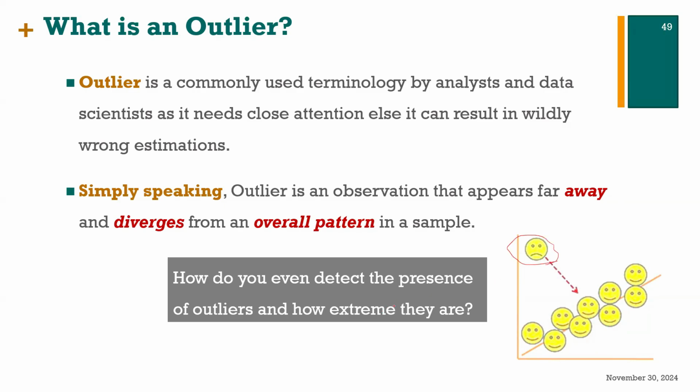Now the question we need to ask ourselves is, how do we detect if there is an outlier? And how extreme are they? And what are the effects that can happen? They are very challenging, like I said, compared to missing values. Outliers are much more challenging because they are very difficult to detect.